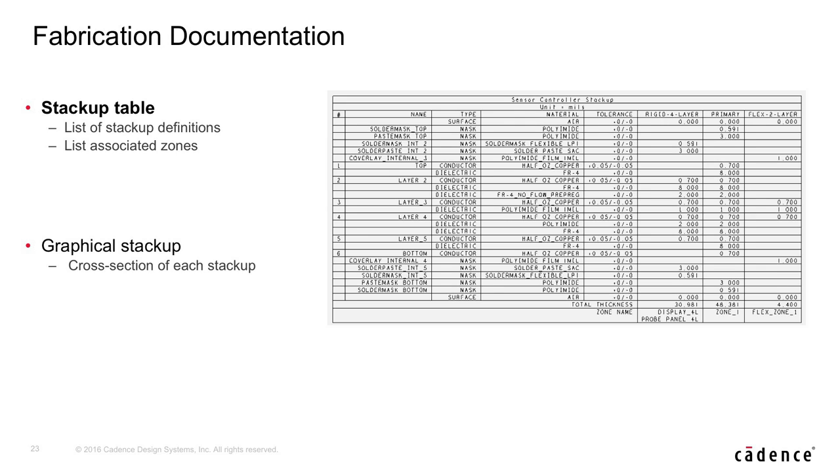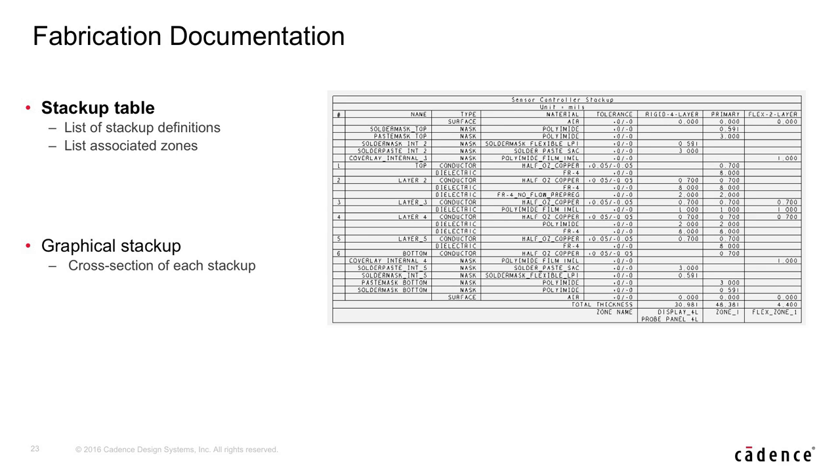As mentioned, one of the critical aspects of rigid flex design is passing that design stack-up intent to the manufacturer to ensure that the product is built correctly. The Allegro 17.2 stack-up tool allows you to create the cross-section definition in a table or in a graphical format.